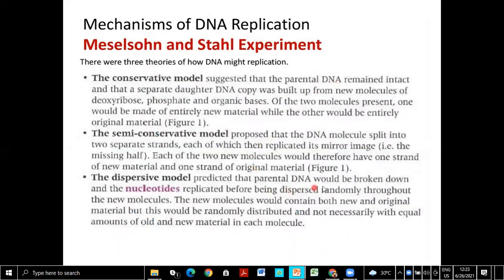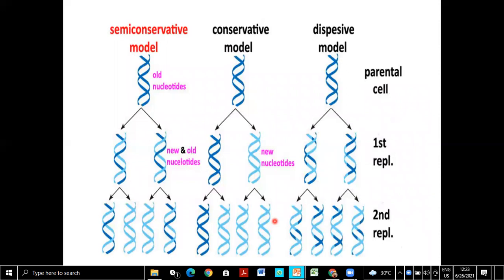This predicted that parental DNA would be broken down and the nucleotides replicated. After the parental DNA is broken down, the nucleotides in them are replicated before being dispersed, and they will be dispersed randomly throughout. Then the new DNA molecule will form, which contains both new and original randomly, and they are randomly distributed, not necessarily in equal amounts. So whatever way, old and new strands will be mixed.